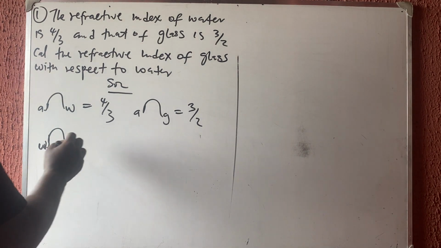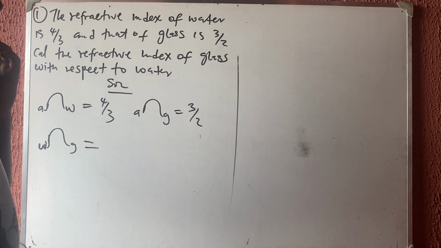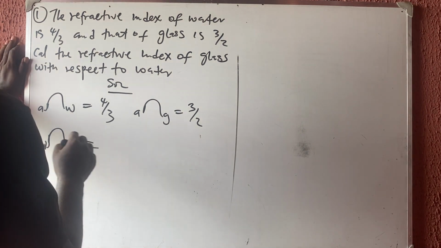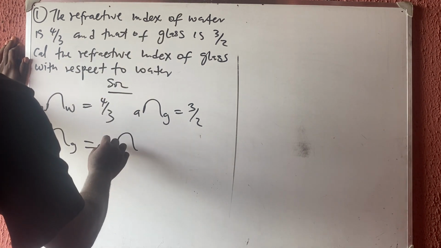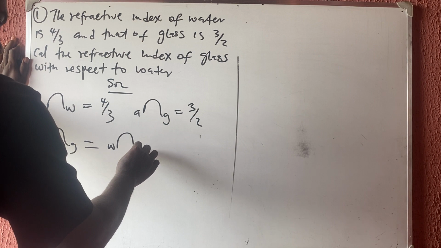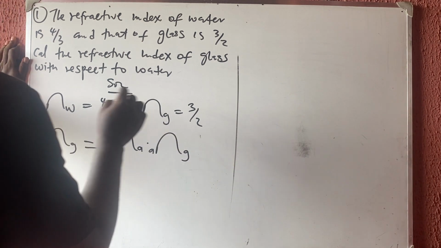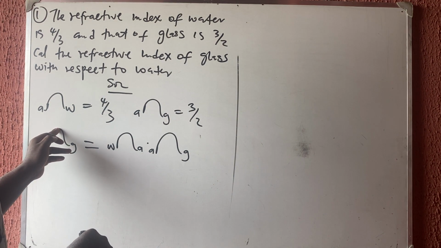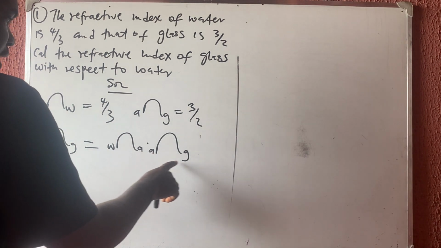Now, if you look at this, you will see that the middleman here is my air. Everybody goes to air. So since the middleman is air, I'm going to say the refractive index from water to air, then from that air to my glass. From water you stop at air, then from that air you get to glass.